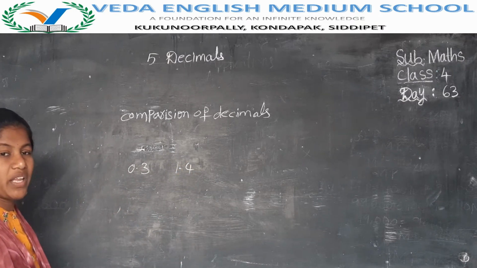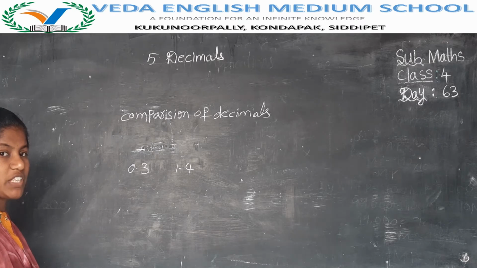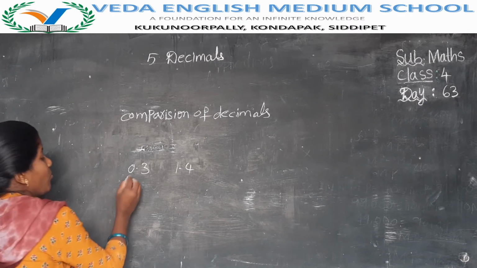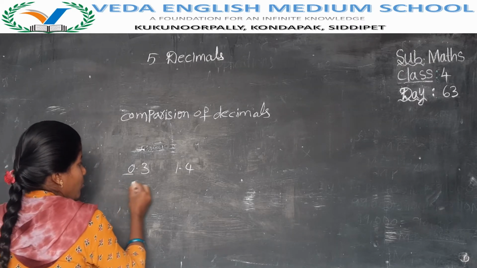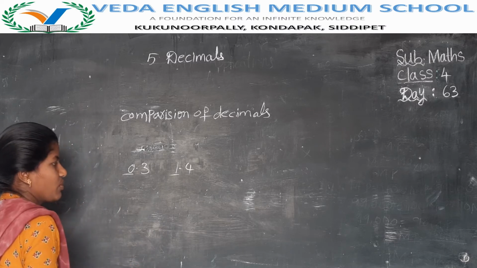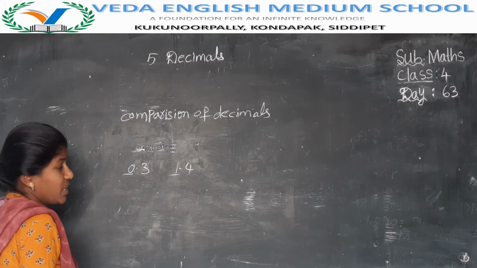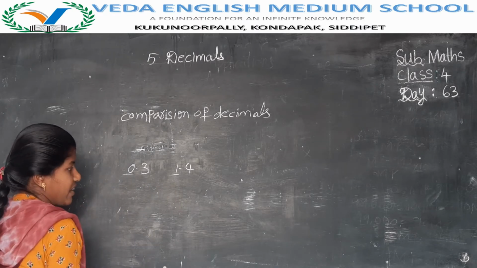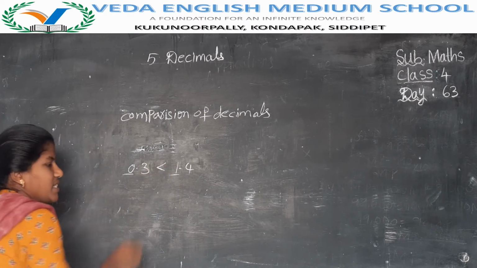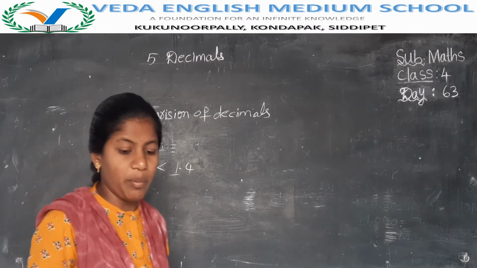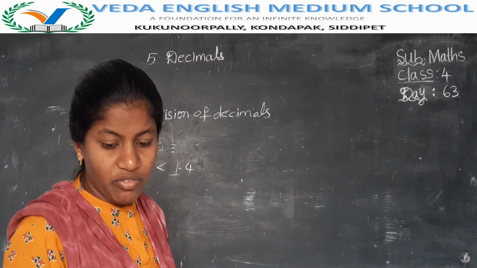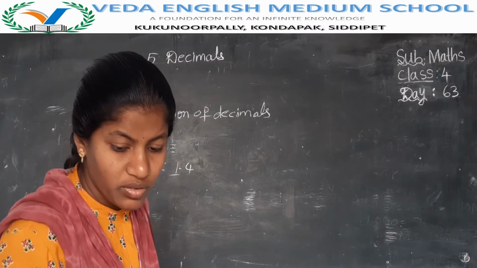Now, how to compare? If you want to compare any two decimals, first of all you have to compare the whole number part. What do you have in the whole number part out of these two? 0. Are both the numbers the same? No. Here it is 0, here it is 1. Which is the greater number? 1 is greater, so 1.4 is the greater number. Like this you have to compare. Understand? Then if you have like this, then how to compare?